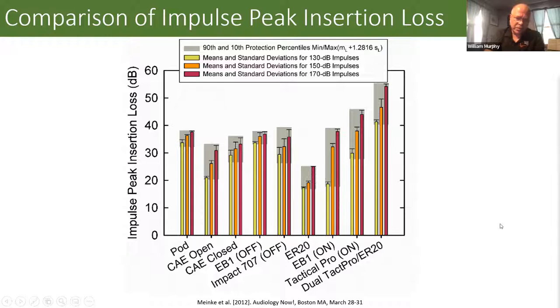The EB1, when it was turned on there, you see that the 130 dB performance was really low. Well, this was an early version of the product that we were testing, and it turned out that it cut off the noise of the gun, but what it didn't cut out was the echo from the surrounding woods. When the echo came back, it actually amplified the echo, making it loud enough to reduce this apparent impulse peak insertion loss that we were seeing. Next slide.